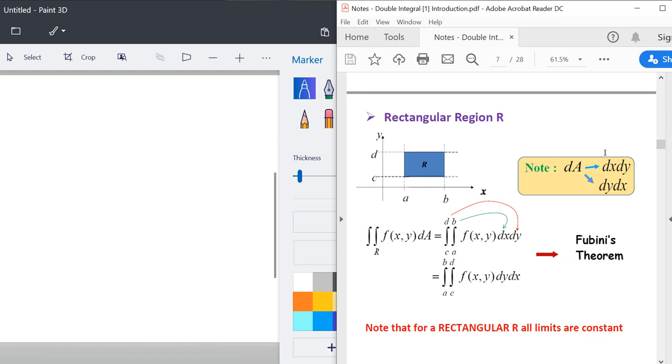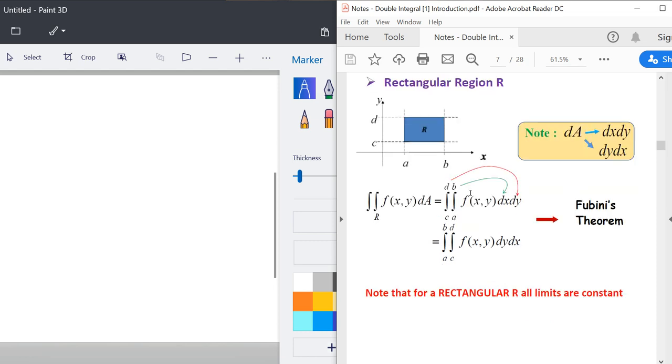Since it's a function with two independent variables, it can be dx dy or dy dx. By Fubini's theorem, we can just interchange the order. If in this case we have dx dy, this limit represents y and this limit represents x. We can also interchange the order by taking dy dx. In this case we just interchange the limits also.